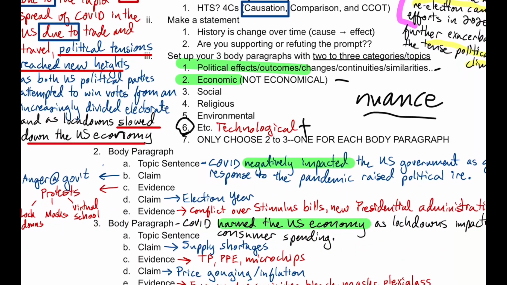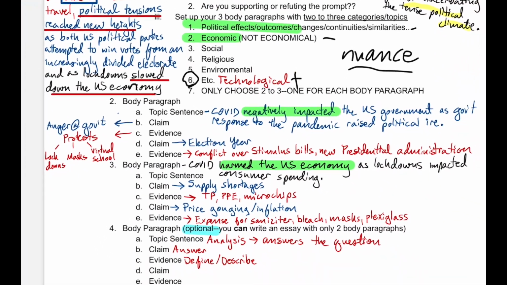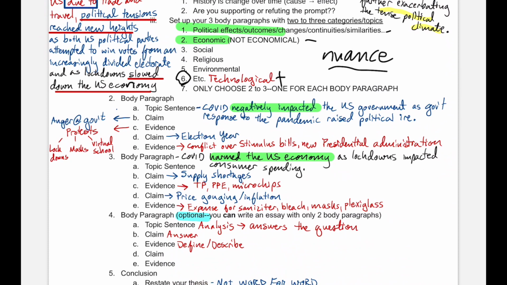So now y'all are going to see the topic sentence that we have and the evidence that we use to back up the claim we make in the topic sentence. So, our first body paragraph. COVID negatively impacted the United States government as the government response to the pandemic raised political ire. Ire meaning anger. So this is our political tension increasing body paragraph.